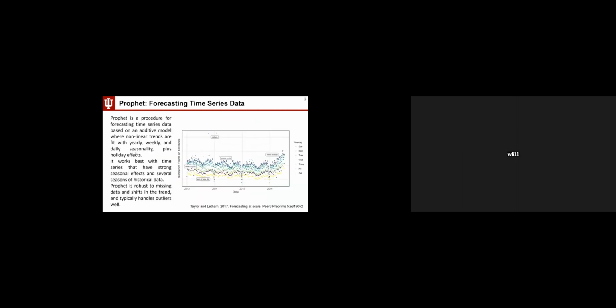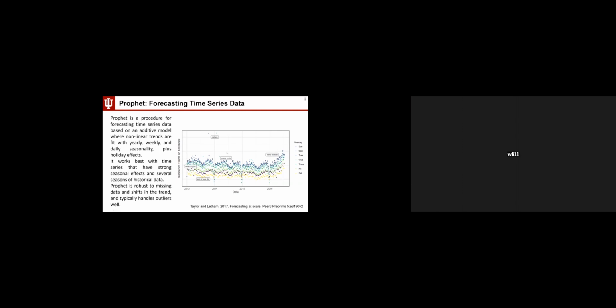Okay, let's dig into Prophet. Prophet is a procedure for forecasting time series data based on an additive model, where a nonlinear trend is fit with yearly, weekly, and daily seasonality, plus holiday effects. It works best with time series that have strong seasonal effects and several seasons of historical data. And Prophet is robust to missing data and shifts in the trend, and typically handles outliers well.